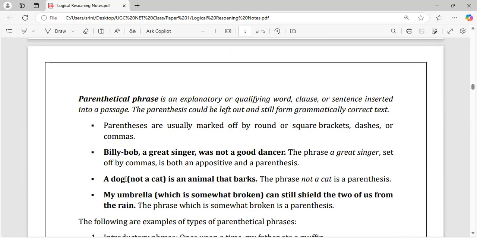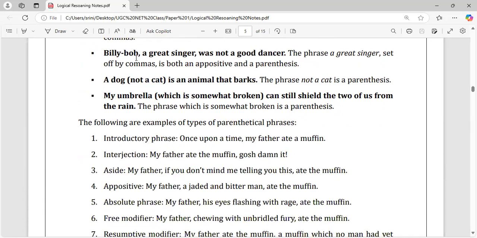A parenthetical phrase is an explanatory or qualifying word, clause, or sentence inserted into a passage. The parenthetical could be left out and the text would still be grammatically correct. Parentheticals are usually marked off by round or square brackets, dashes, or commas. For example: Billy Bob, a great singer, was not a great dancer. The phrase "a great singer", set off by commas, is both an appositive and a parenthetical.